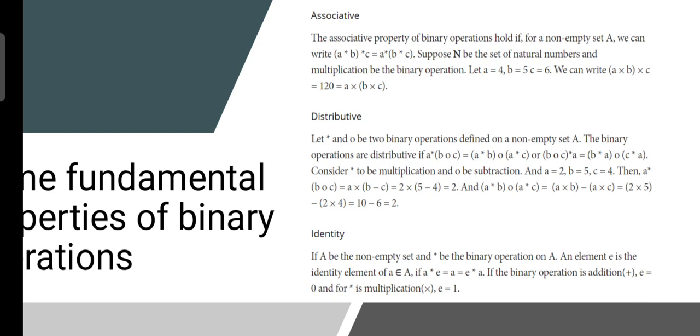The next property of binary operation is the identity element. What is an identity element? An identity element is an element which, combined with another element, gives that same element. If we take 1 in the binary operation multiplication, then any number multiplied by 1 will always give that number. So 1 is the identity element for multiplication. And for the binary operation addition, 0 is the identity element.